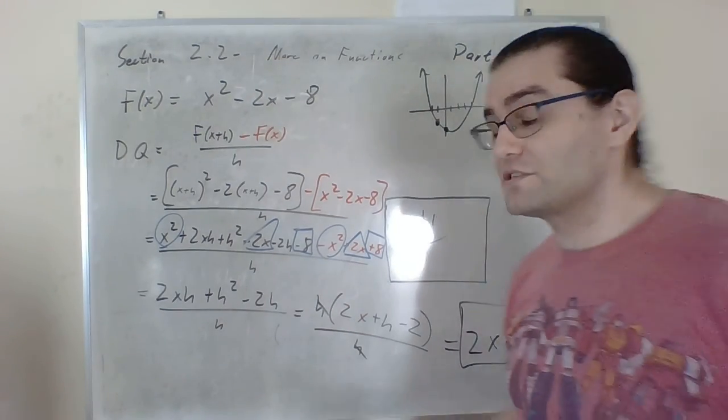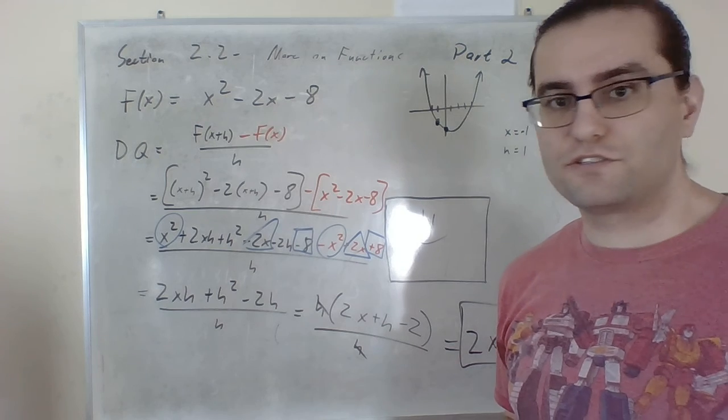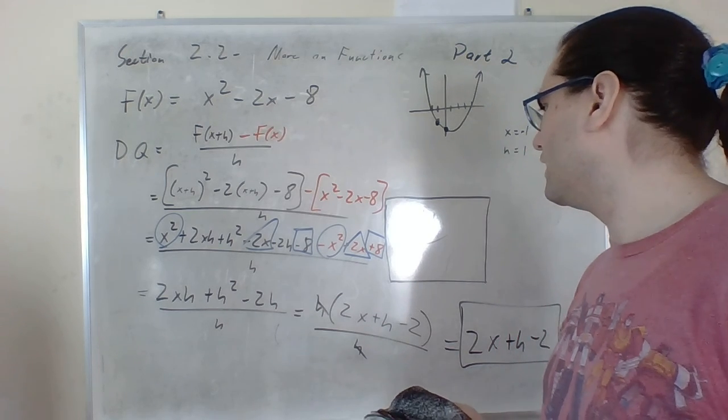But this is difference quotients. That's going to wrap up section 2.2 for us.